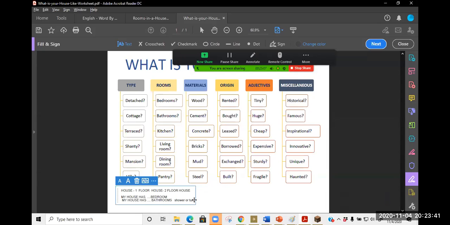Por ejemplo, las casas súper antiguas, la mía, por ejemplo, tenía una tina amarillo pollito. Súper retro, de 1900, no me acuerdo. So it had a tub, a yellow tub. But some houses have showers only.